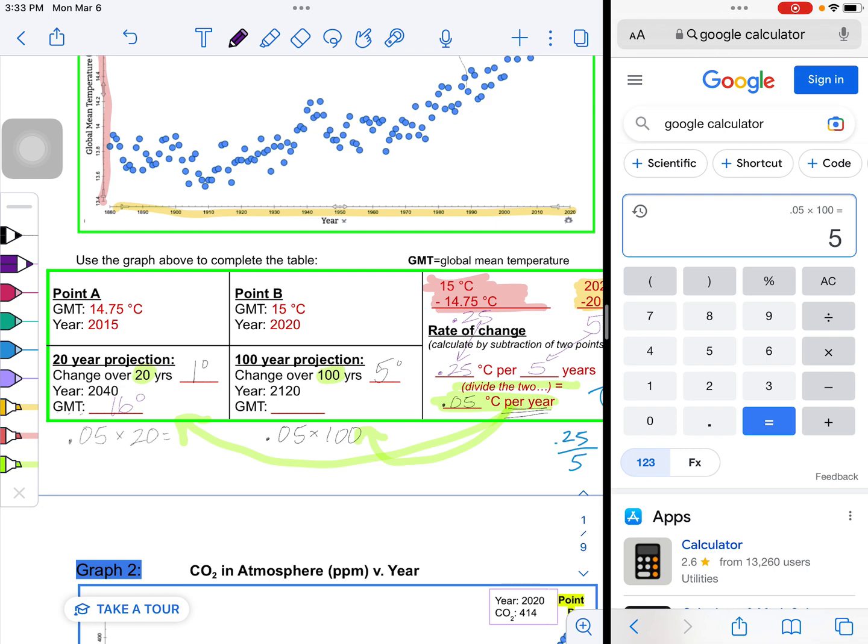And same thing here. I'm thinking about my current temperature, or average temperature rather, being 15. It's going up 5 degrees in the next 100 years, so I'm going to add those together to get my total of 20 degrees average for the Earth's temperature in the year 2120.